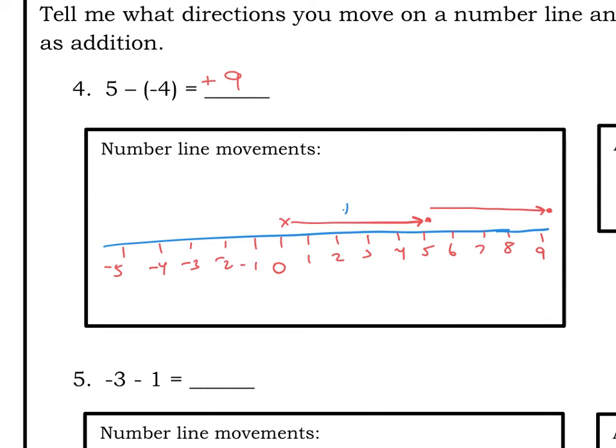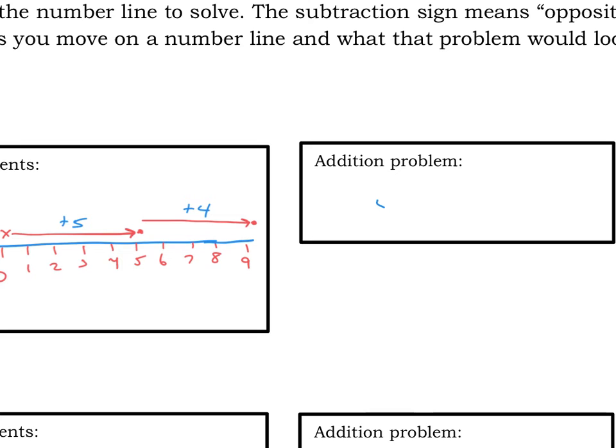Number line movements, I start off with a positive 5. Then I add on a positive 4. So my addition problem is just 5 plus 4. And you can guess that equals 9.